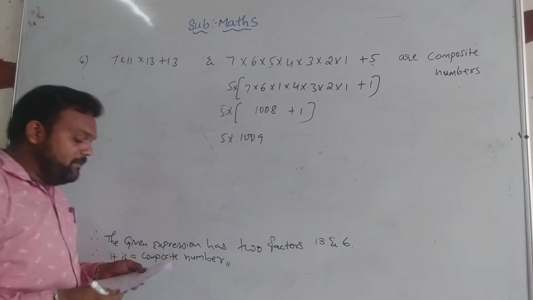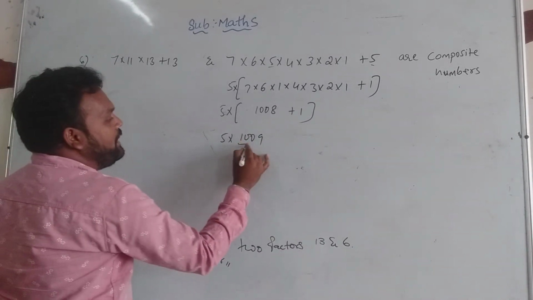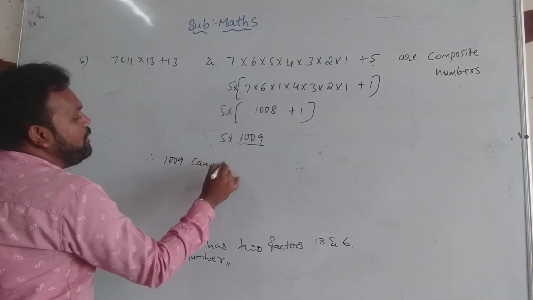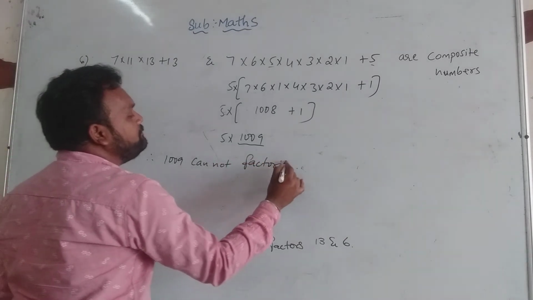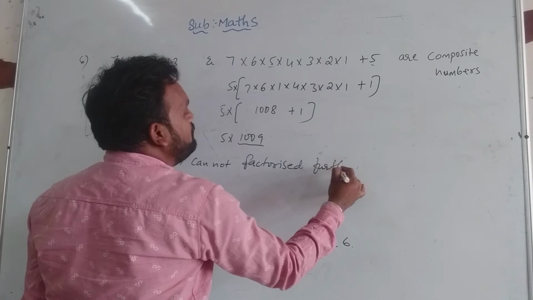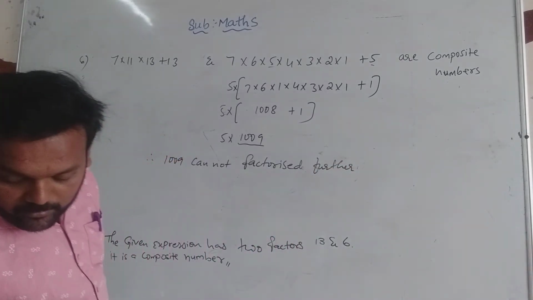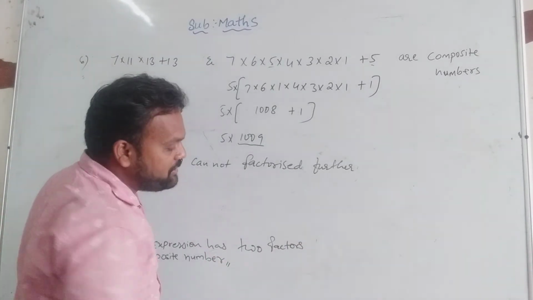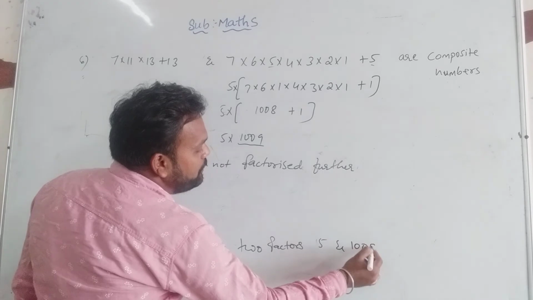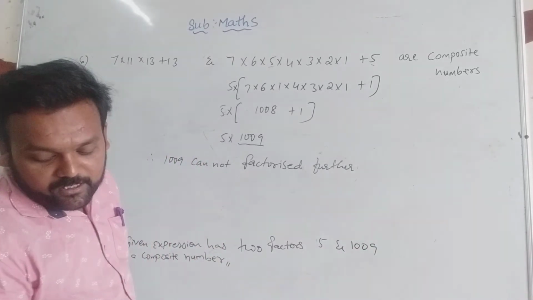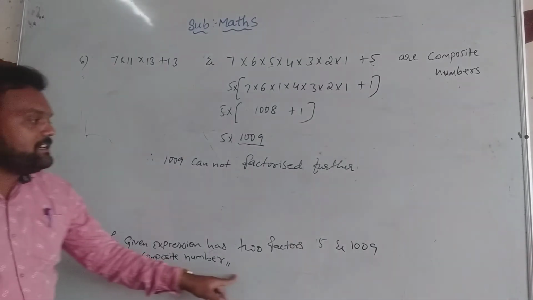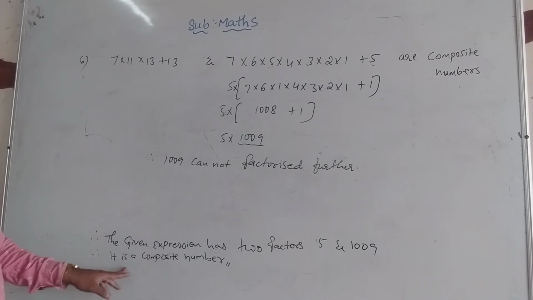Now 1009 cannot be factorized further. Therefore the given expression has the factors 5 and 1009. The given expression has two factors, 5 and 1009. Hence it is a composite number.